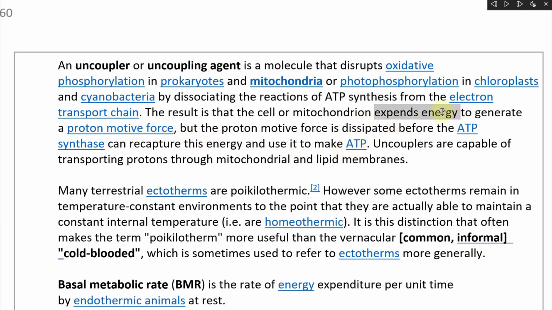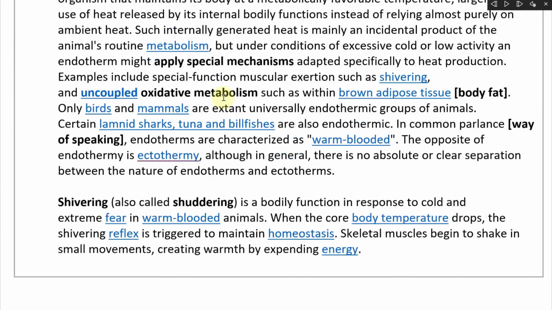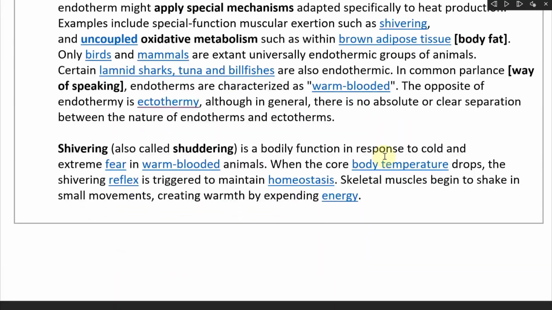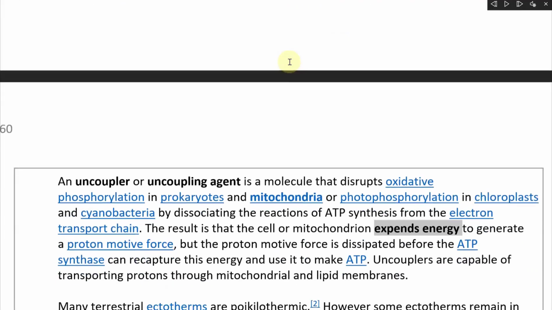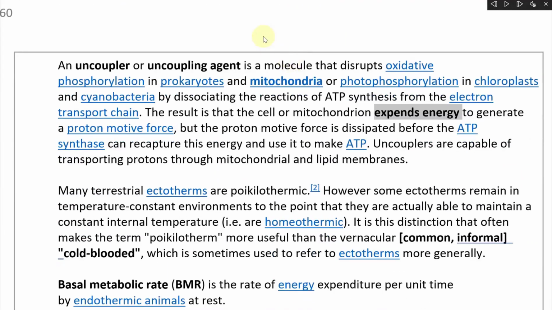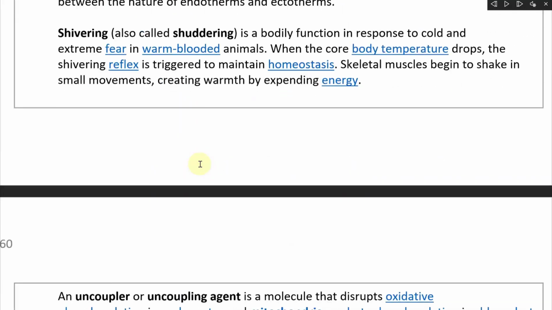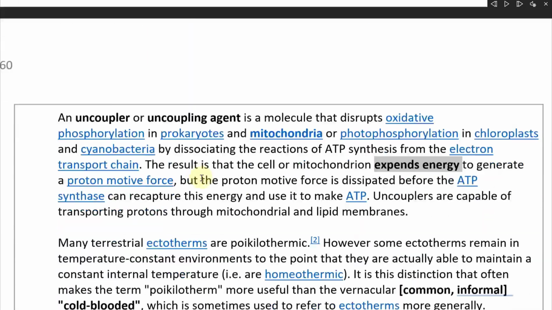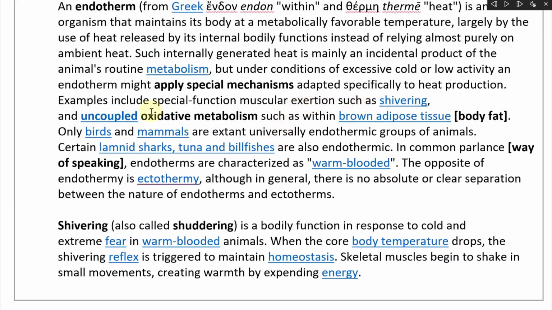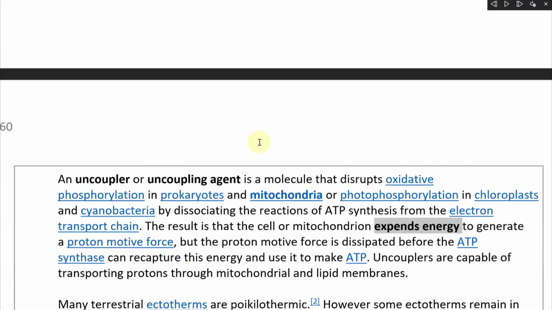Whenever you use energy, it would usually be a loss in terms of heat, or releasing heat. I'm just going to bold this here. So the mitochondrion expends energy. So the uncoupler is within brown adipose tissue, so body fat. Essentially the fat is the energy storage mechanism, and then when needed, you can burn that off as a special mechanism, like muscular exertion or uncoupled oxidative metabolism, which is interesting.